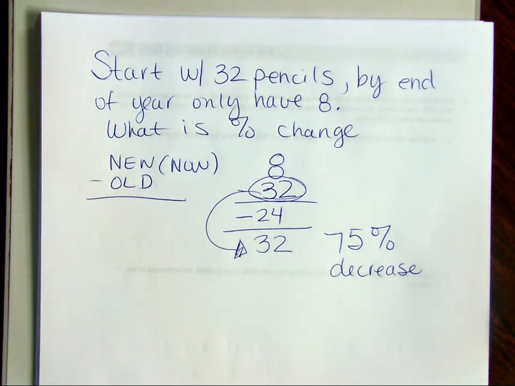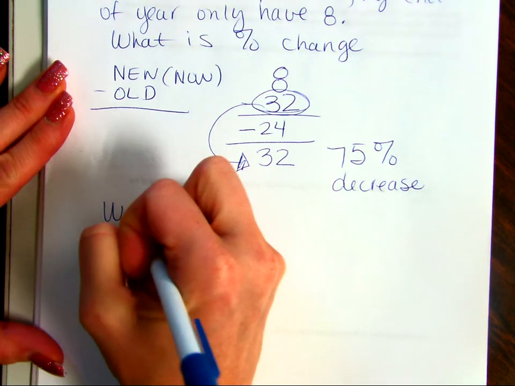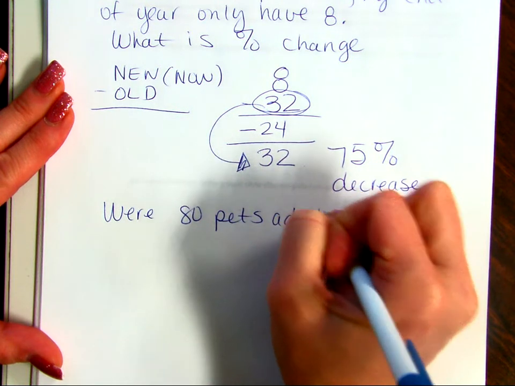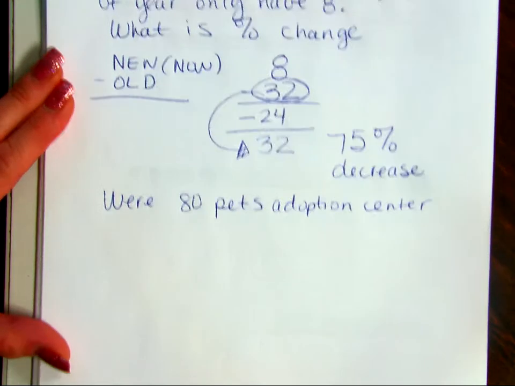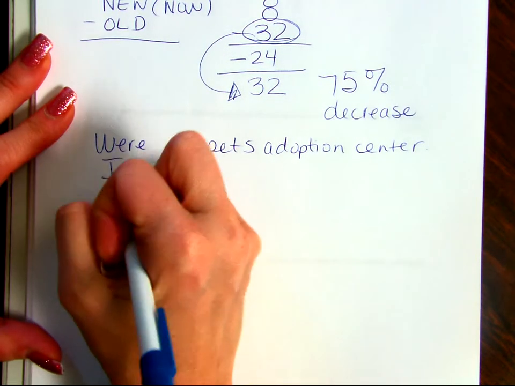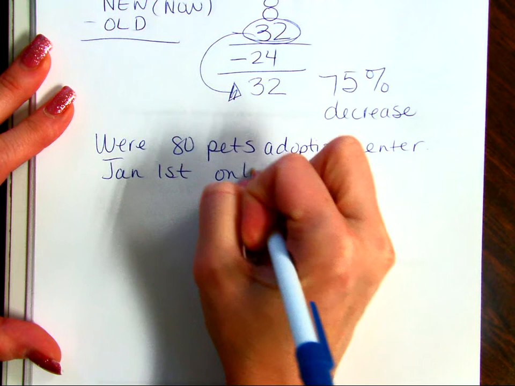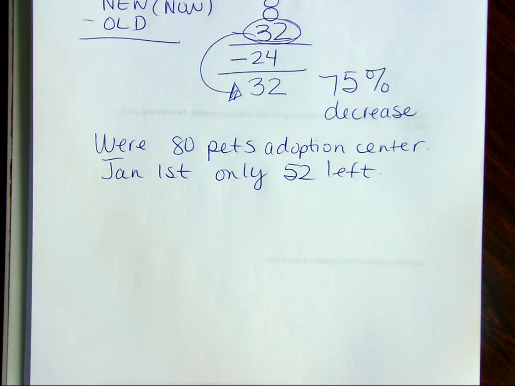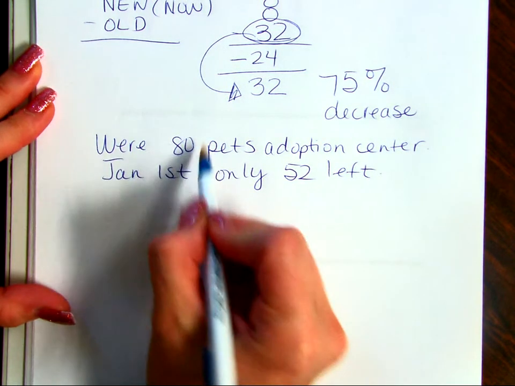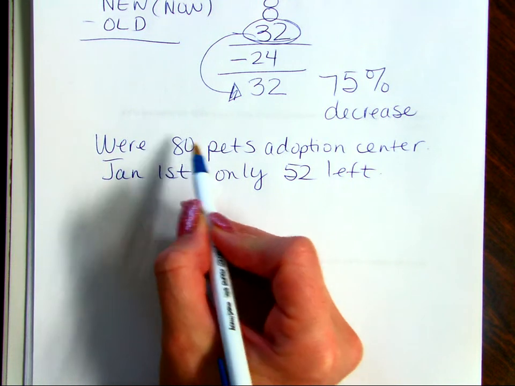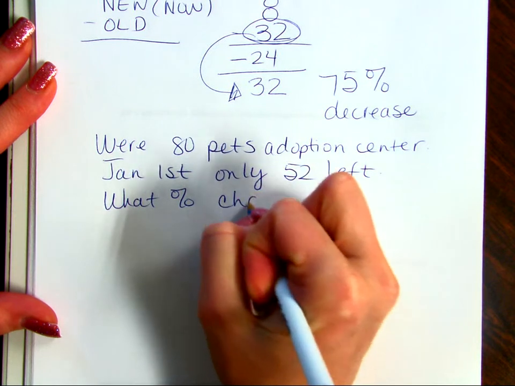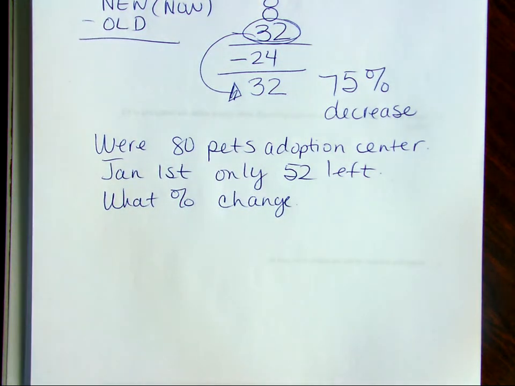So let's say on December 1st, there were 80 pets at the adoption center. Okay? Christmas presents roll around. We're going to get people some puppies. On January 1st, there were only 52 pets left. Not how many animals were adopted. What percent of the 80 animals were adopted? What percent of the 80 if there's only 52 left? What percent of the animals were adopted? So go ahead and you're going to go through this one completely on your own right now. Okay?